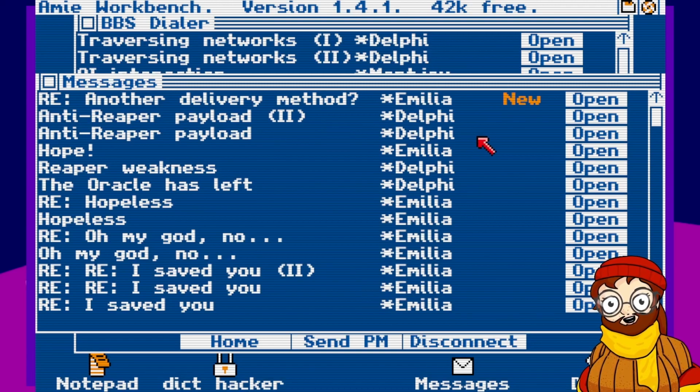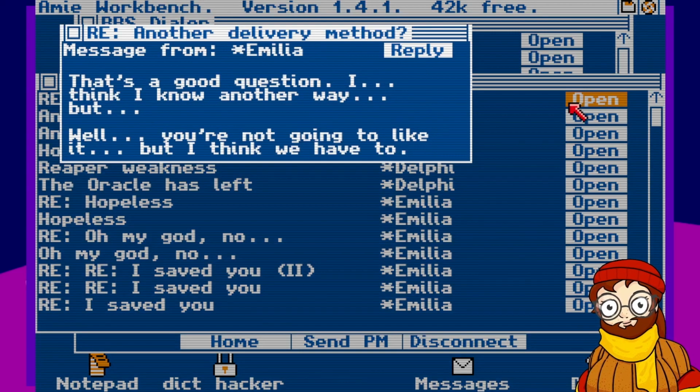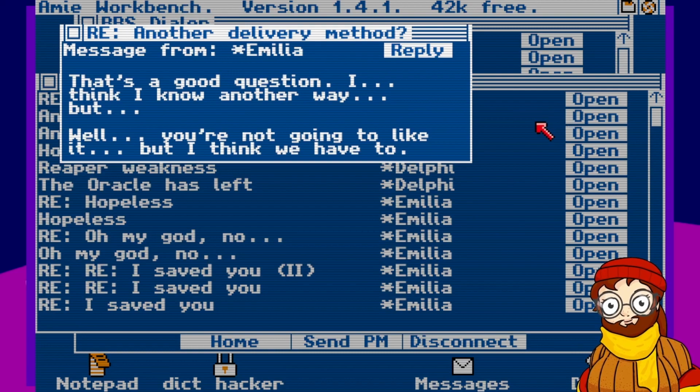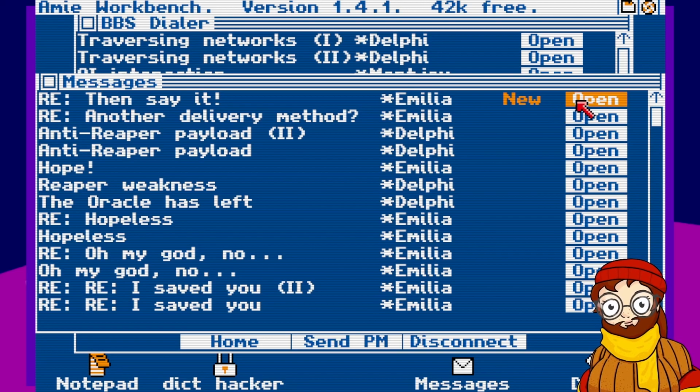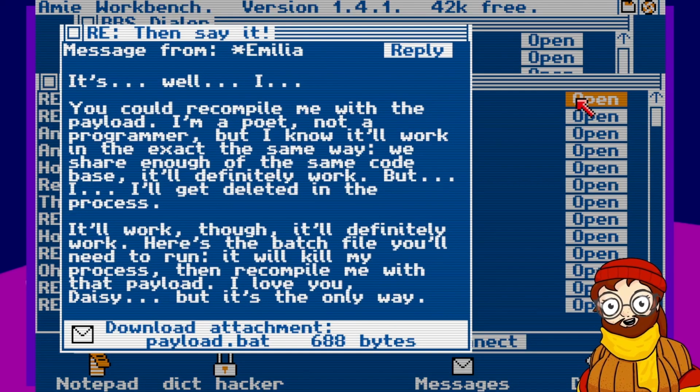Another delivery method? That's a good question. I think I know another way, but... well, you're not going to like it. But I think we have to. Then say it. Well, you could recompile me with the payload.